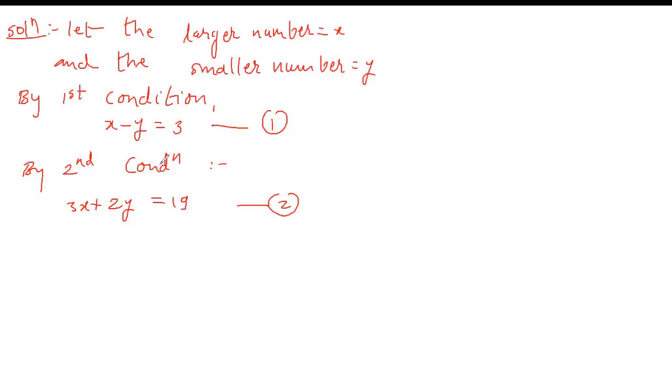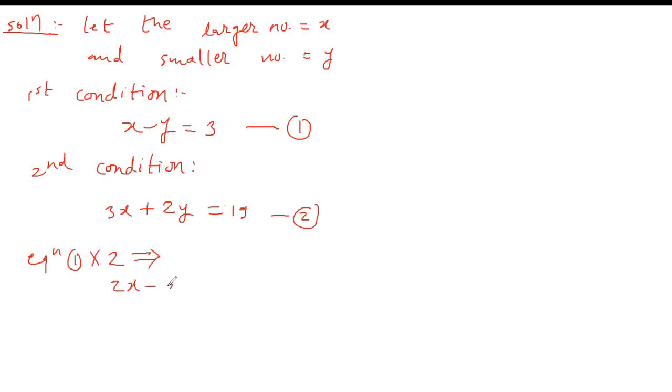Now we are going to solve equations 1 and 2 simultaneously. We are going to make the coefficients of y the same. Here the coefficient of y is 2, so here we are going to make the coefficient of y 2. So we multiply equation 1 by 2. This implies 2x minus 2y equals 6. Let me call this equation 3.